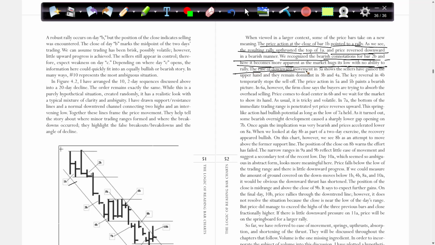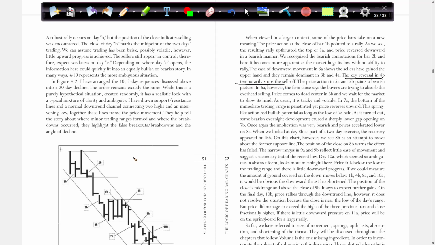The ease of downward movement in 3A shows the sellers have gained the upper hand, and they remain dominant in 3B and 4A. The key reversal in 4B temporarily stops the sell-off. The price action in 5A and 5B paints a bearish picture.